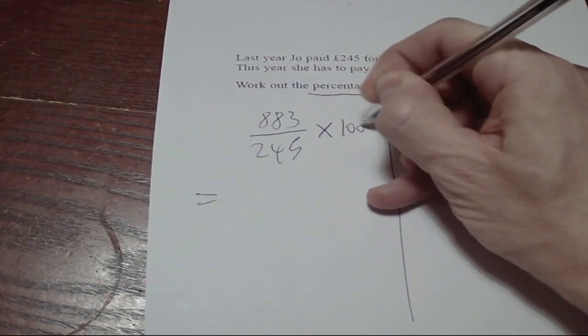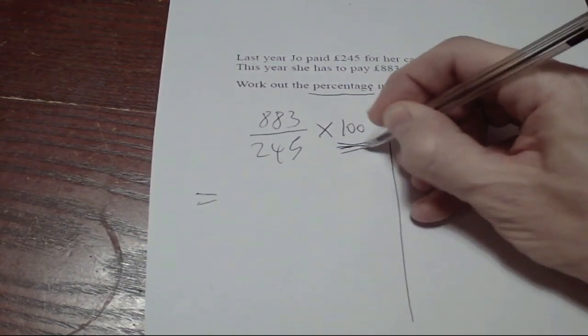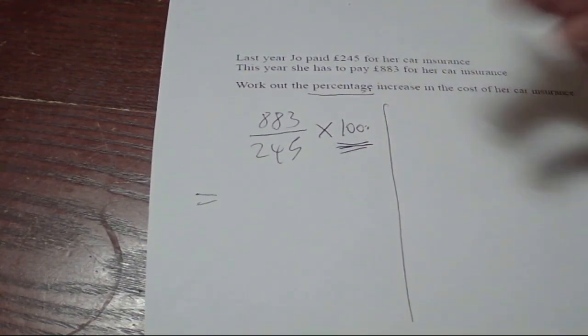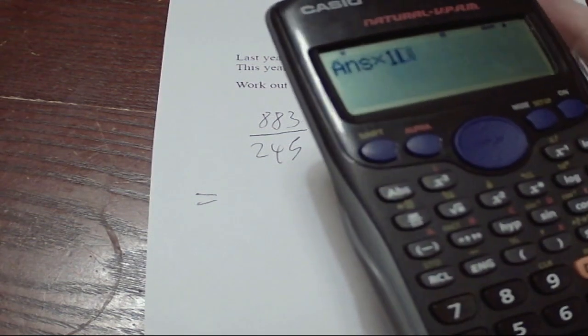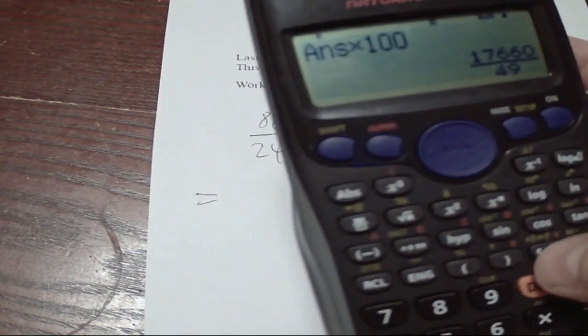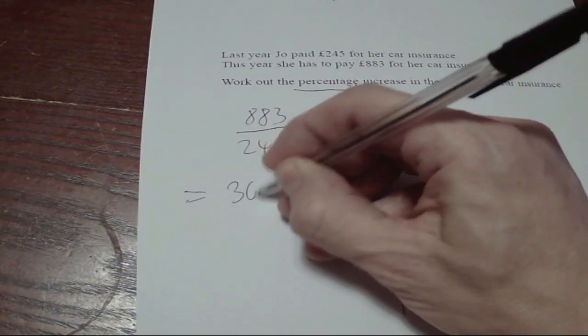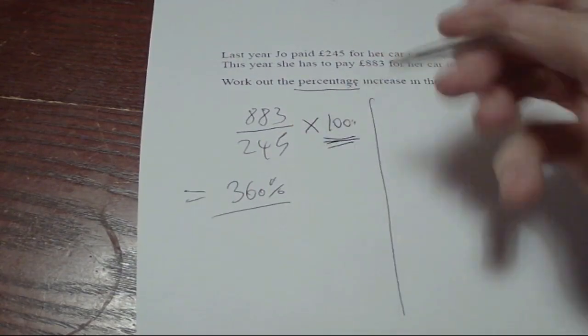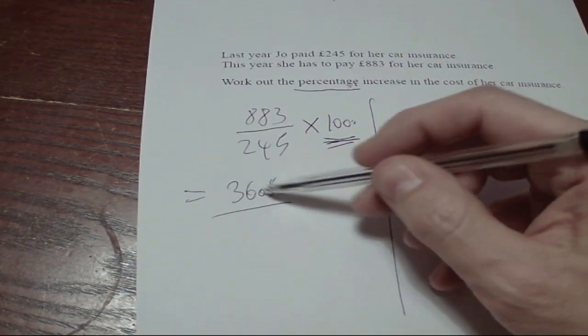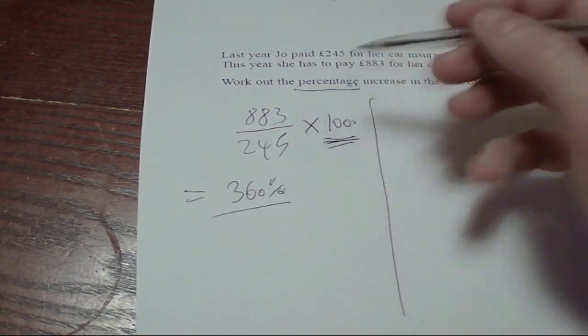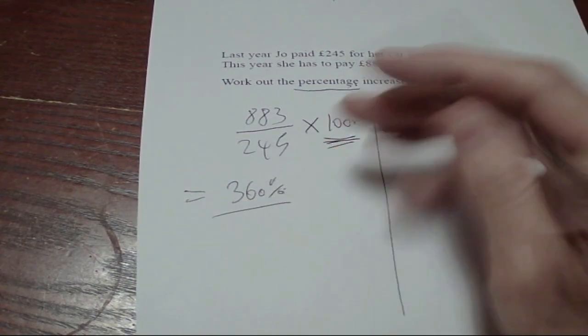Because we want it as a percentage, we're going to be multiplying by 100. If you take this number and multiply it by 100, we're going to get 360% approximately. Okay, so 360%. Now that's not very satisfactory as an answer, plus it's not quite the answer yet, because we have to think about what that 360 represents.